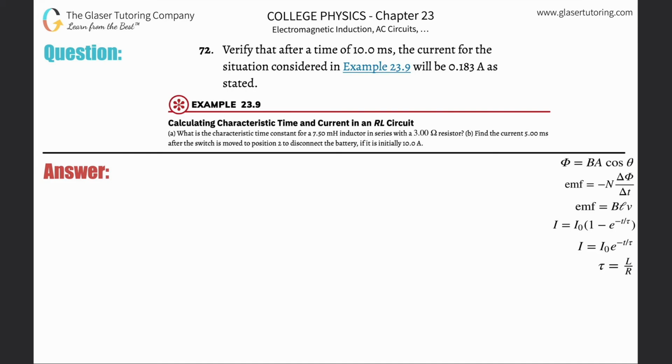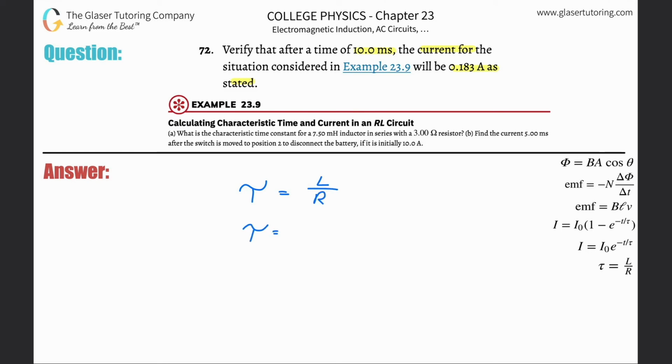Number 72, verify that after a time of 10 milliseconds, the current for the situation considered in example 23.9 will be 0.183 amps as stated. So first, if you read letter A of example 23.9, it's asking us for the time constant. When we have this 7.5 millihenry inductor and this resistor, we know how to solve for the time constant now. It's just the inductance divided by the resistance.